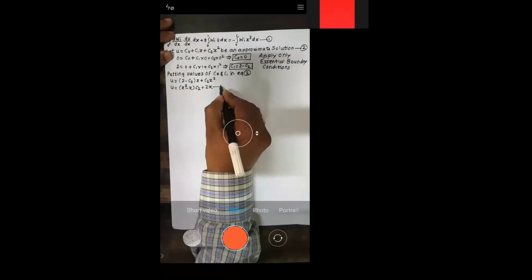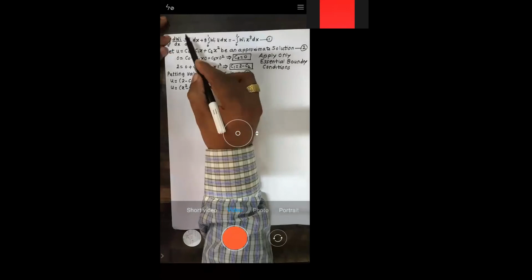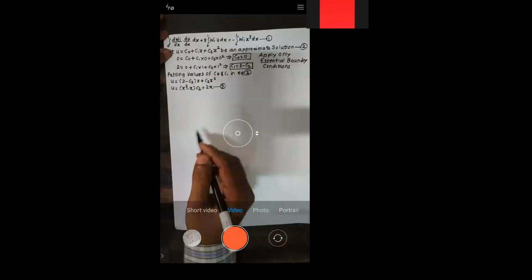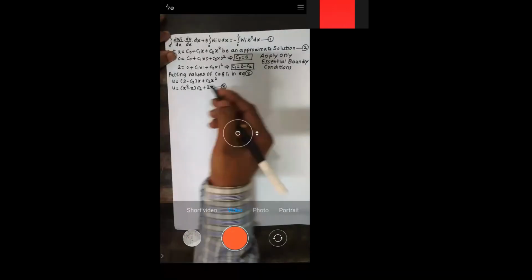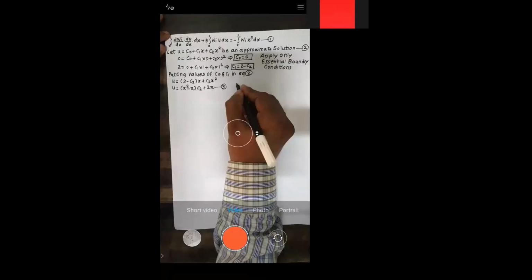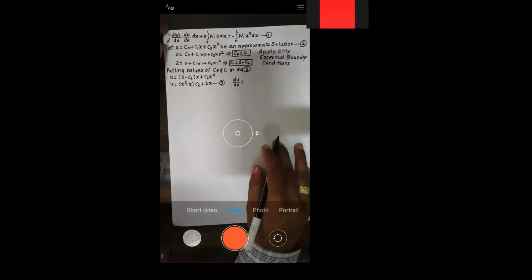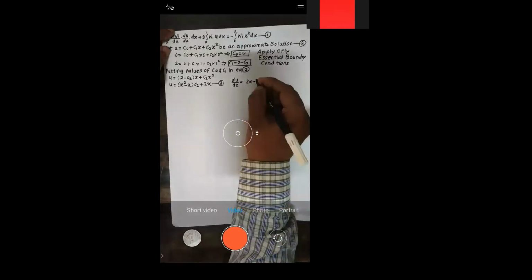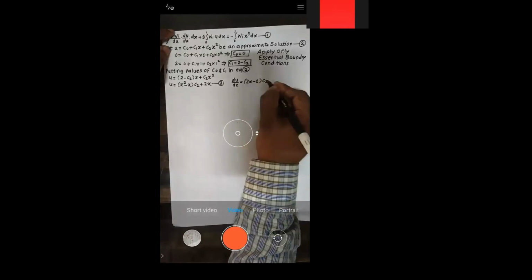Now see, in the problem, what is required? You require the derivative of u. So here only you calculate the derivative of u. Tell me, what is the value of du by dx? It is 2x minus 1, times C2, plus 2. Is it okay?